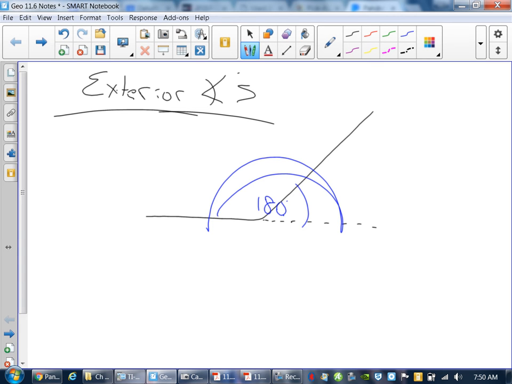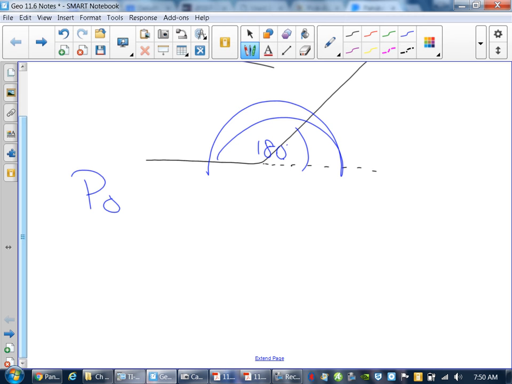How many degrees are in all exterior angles? If you have a polygon, what is the sum of the exterior angles? Good, it's 360. Remember, exterior angles are getting around an object. So no matter what, when you go around an object, you're going to go 360 degrees.